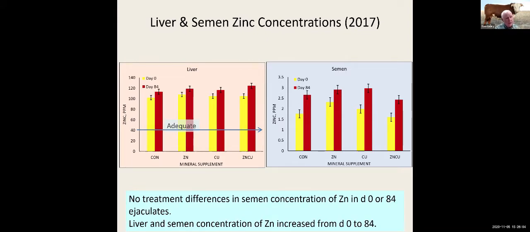When we compare the liver concentrations of zinc with the semen concentrations of zinc, there were no treatment differences in semen concentrations of zinc on day 0 or day 84. And the liver and semen concentration of zinc did increase from day 0 to day 84.